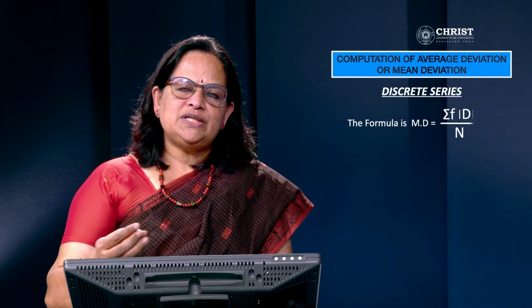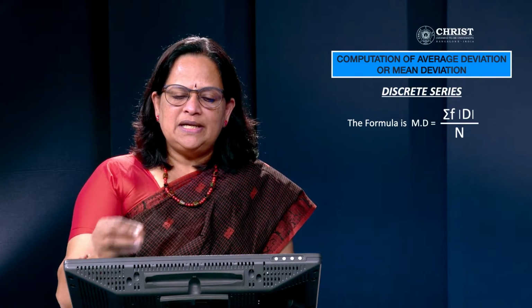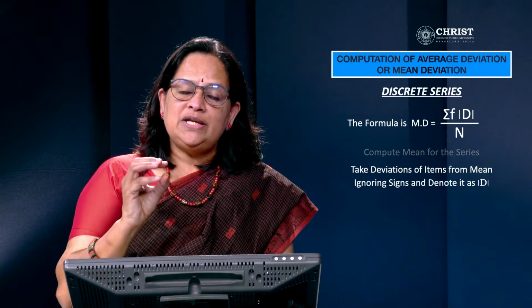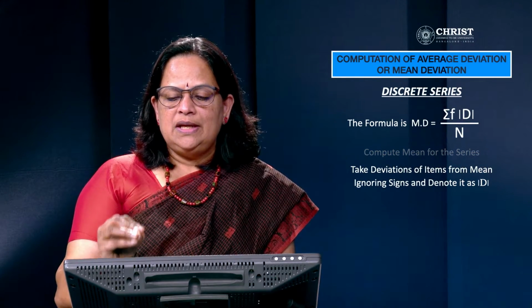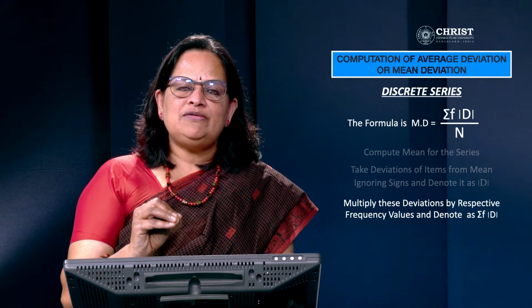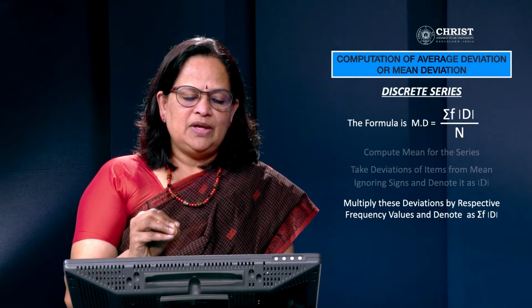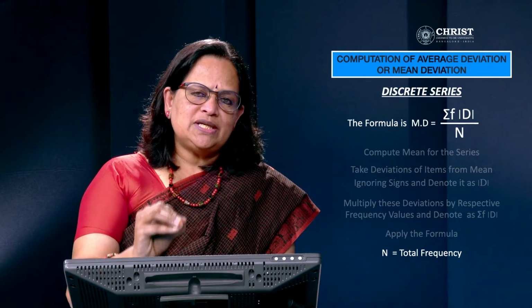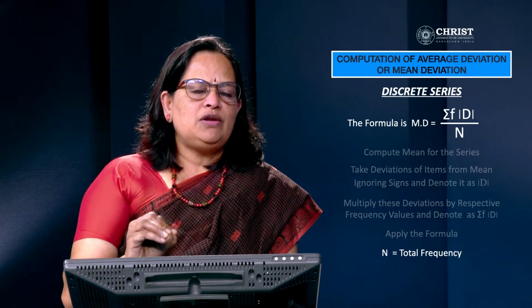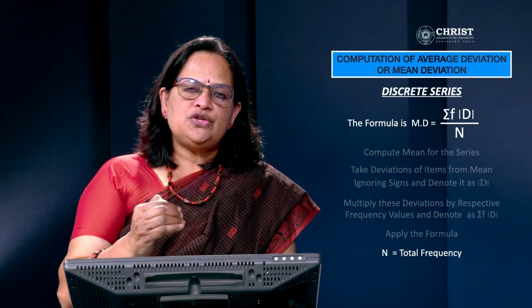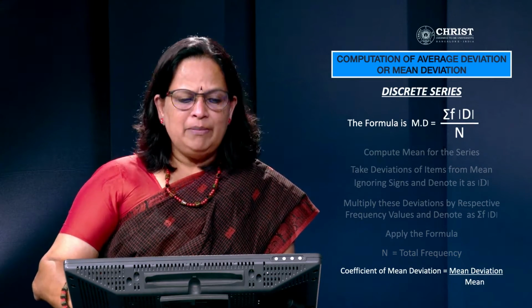Now, when we come to the discrete series, the formula for mean deviation is sigma f delta d divided by n. First, we have to calculate the mean for the series. Then take deviations from mean ignoring signs, that is our delta d. Then this delta d is multiplied by the frequency values to get f delta d. Then apply the formula, where n is equal to total frequency. For discrete series, always remember n is total frequency, and for individual observations n is the number of observations. Coefficient of mean deviation is mean deviation divided by mean.